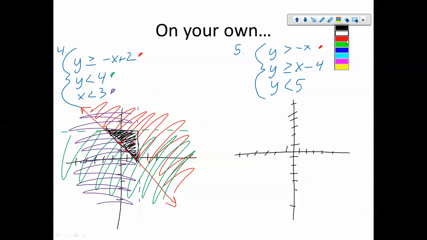Red line, green line, purple line. This line right here, there is a y and an x, which means this is a diagonal line. There's nothing written over here, which means that the y-intercept is at 0. The slope is -1, so down 1, right 1, down 1, right 1. This is a dotted line.